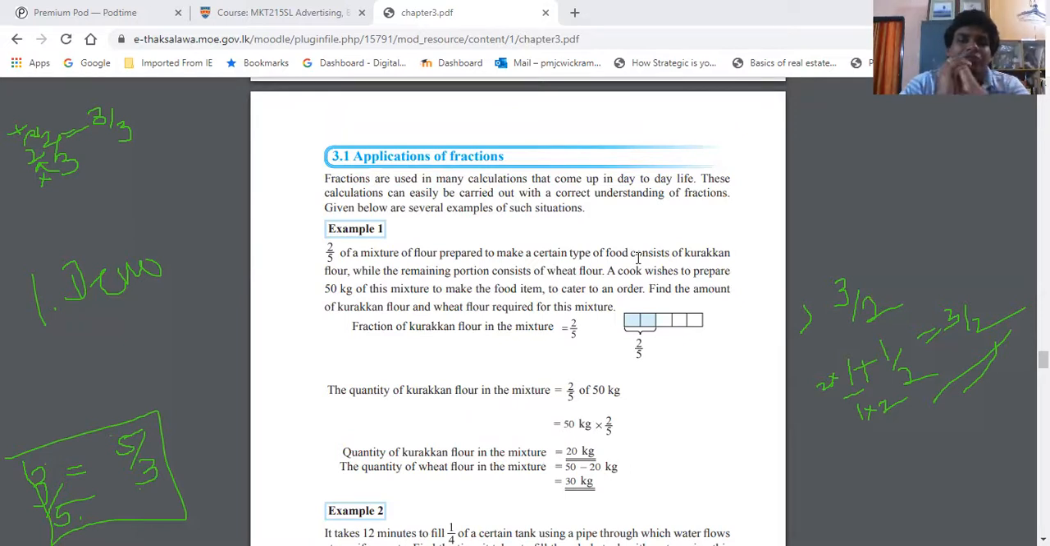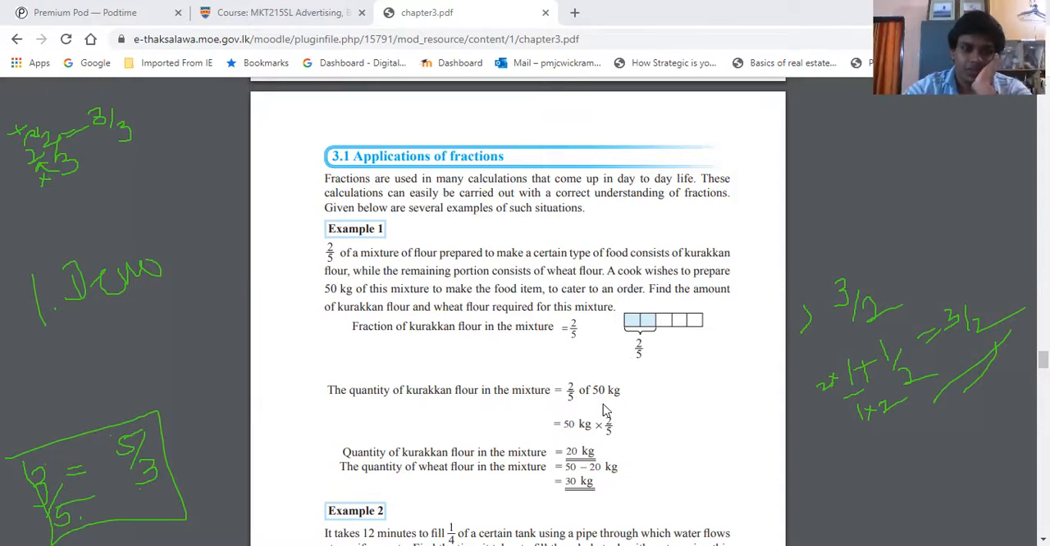2/5 of a mixture of flour prepared to make a certain type of food consists of Kurakan flour, while the remaining portion consists of wheat flour. A cook wishes to prepare 50 kilograms of this mixture to make the food item to cater to an order. Find the amount of Kurakan flour and wheat flour required for this mixture.